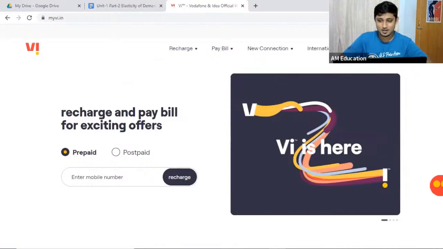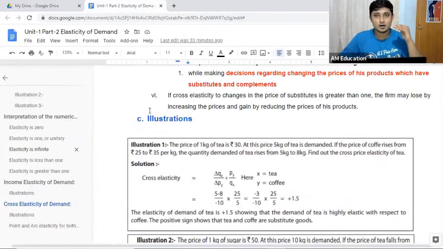Why I wanted to tell this is, what did Ambani do in affecting his substitutes? Jio had direct substitutes in Airtel, Vodafone, Idea. Back then, Vodafone and Idea were not together, and we had so many other networks also, like Uninor. So what did he do? The firm reduced their prices. So they gained the customers by reducing the price of their products.